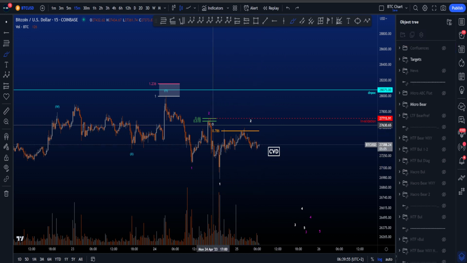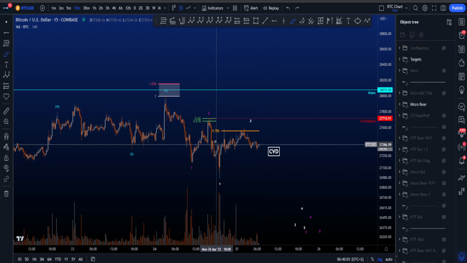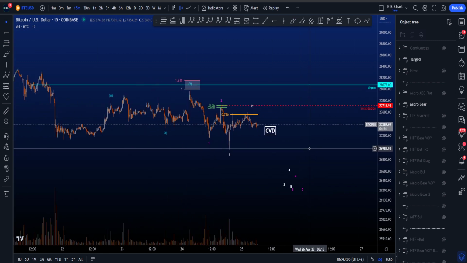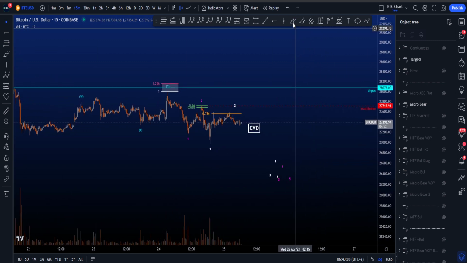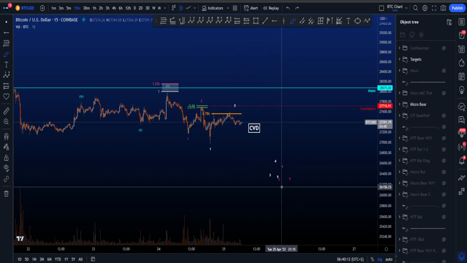The invalidation is if price is going to go above this wave 2 over here at 27.7k. That's something you don't want to see in a 1-2-1-2. Also, if this is part of a wave 5 in either yellow or blue, whatever it is, we should expect a bigger impulsive move to the downside.